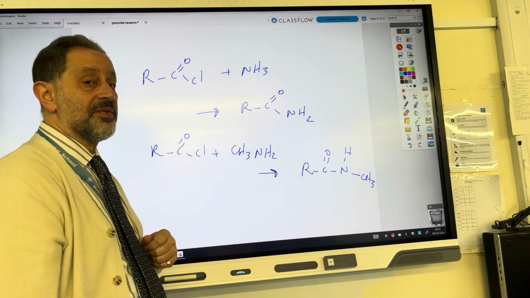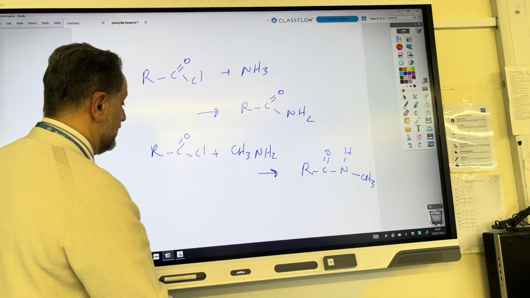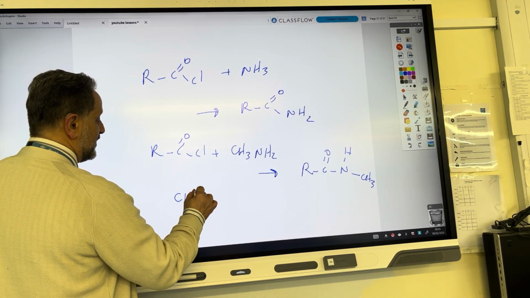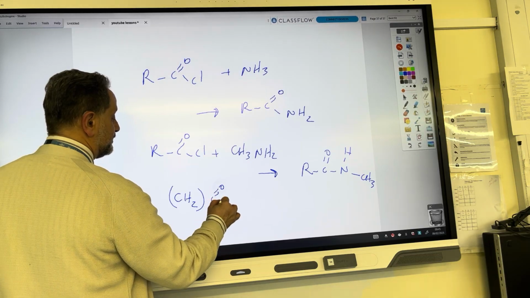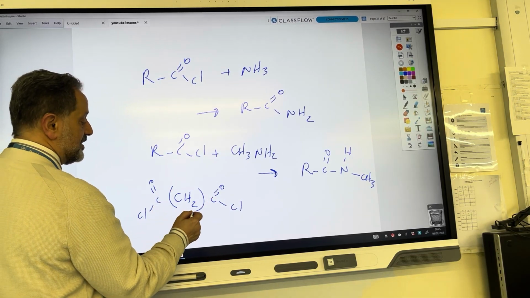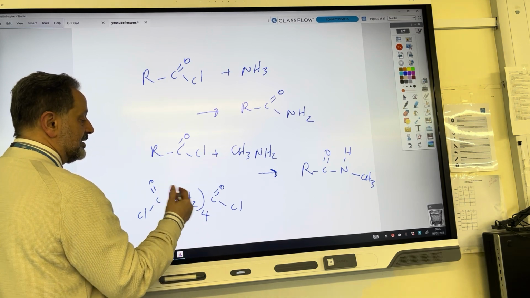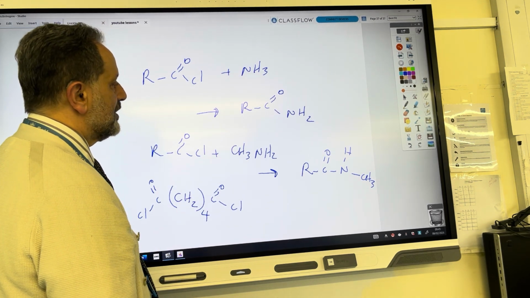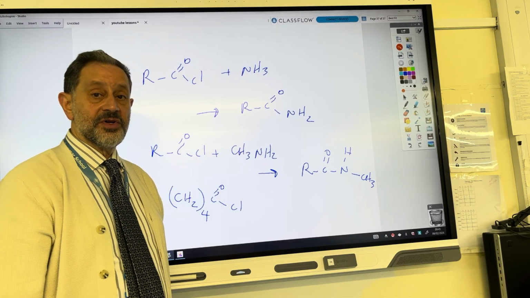And in fact, in the preparation of nylon, rather than what I suggested, they actually use this rather than the corresponding carboxylic functional group. So that's amides, the preparation of amides.